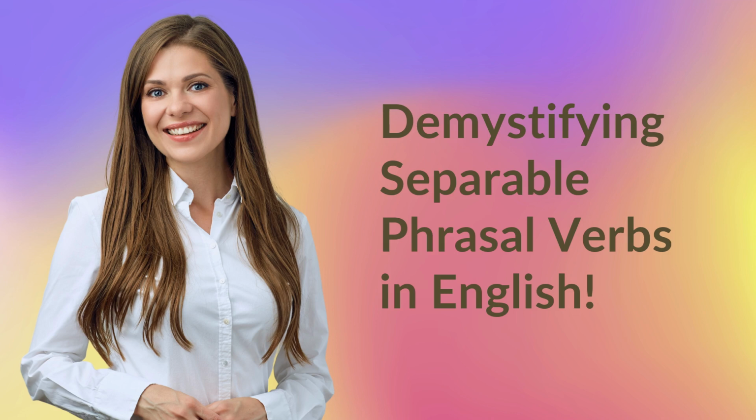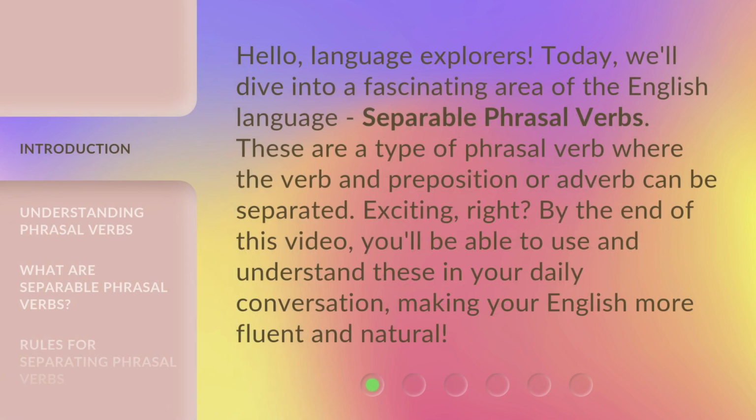Demystifying Separable Phrasal Verbs in English. Hello, language explorers. Today, we'll dive into a fascinating area of the English language, separable phrasal verbs. These are a type of phrasal verb where the verb and preposition or adverb can be separated. Exciting, right? By the end of this video, you'll be able to use and understand these in your daily conversation, making your English more fluent and natural.